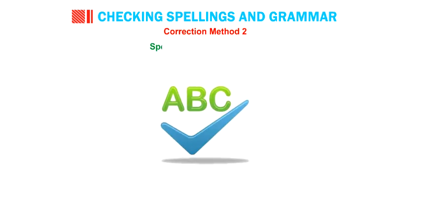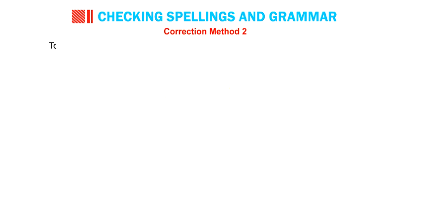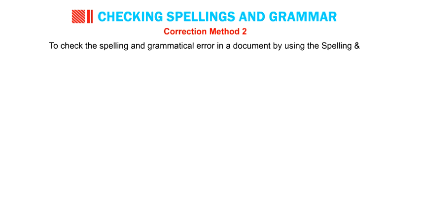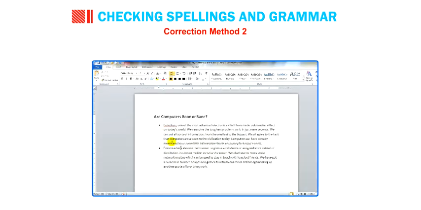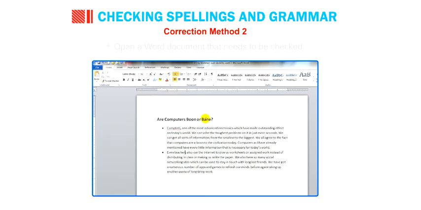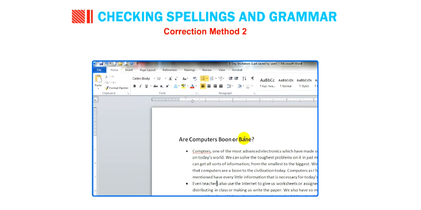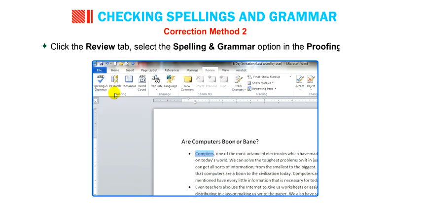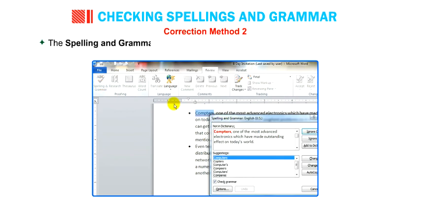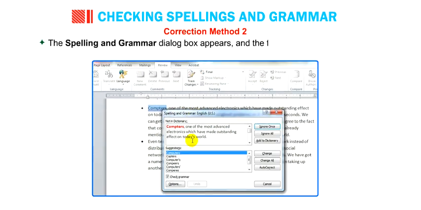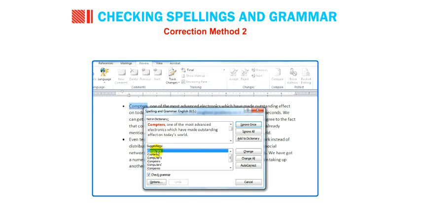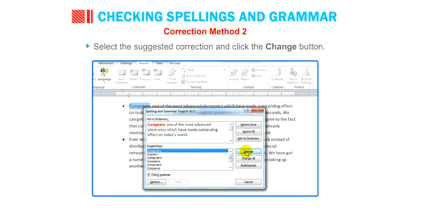Correction method 2. Spelling and grammar tool. To check the spelling and grammatical error in a document by using the spelling and grammar tool, follow the given steps. Open a Word document that needs to be checked. Click the Review tab, select the Spelling and Grammar option in the Proofing group. The Spelling and Grammar dialog box appears and the first suggested correction is highlighted. Select the suggested correction and click the Change button.